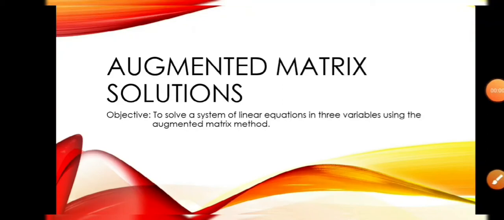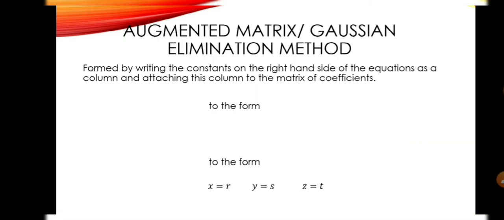Welcome to Augmented Matrix Solutions. Our objective is to solve a system of linear equations in three variables using the augmented matrix method. The other term for augmented matrix is Gaussian elimination method, formed by writing the constants on the right-hand side of the equations as a column and attaching this column to the matrix of coefficients.